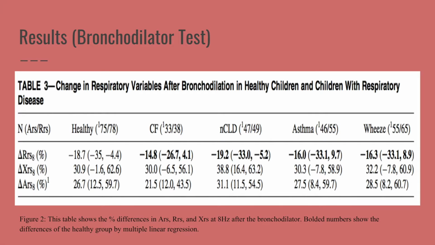The bronchodilator test showed no statistical significance between healthy and unhealthy children who have respiratory diseases. For example, a healthy child had an RRS percent of negative 18.7 and a child with asthma had an RRS percent of negative 16. This table shows the percent differences in ARS, RRS, and XRS at 8 Hz after the bronchodilator. Bolded numbers show the difference of the healthy group by multiple linear regression.